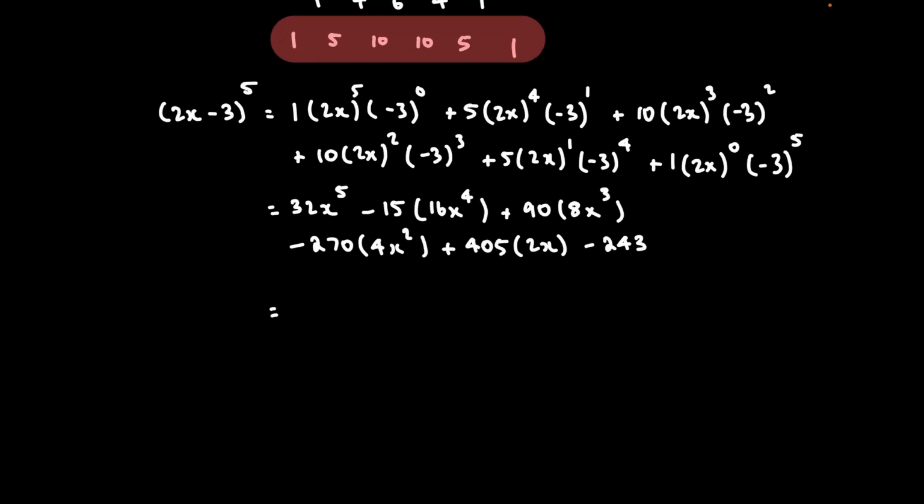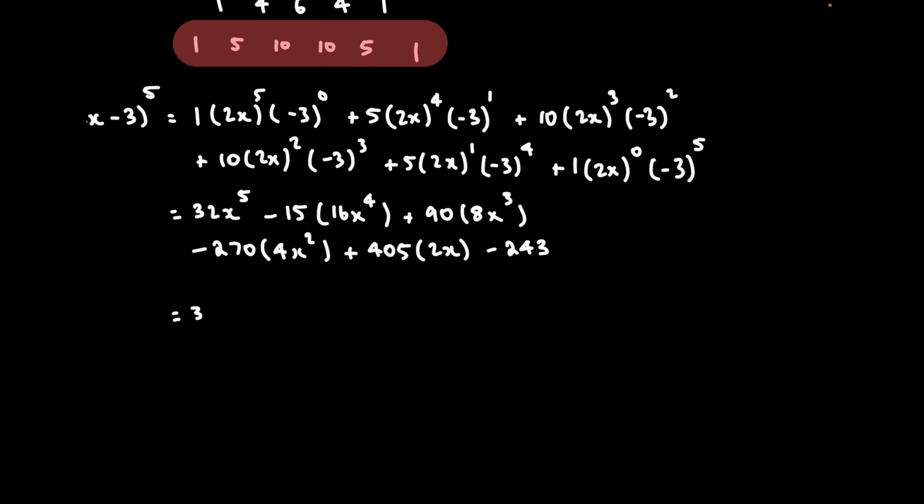So now all we have to do is simplify this. This becomes 32x to the power of 5 minus 15 times 16. That is simply the same thing as if we were to expand this out. 15 times 15 is 225, plus another 15 is 240. Another way you can do that is you can say that 16 times 10 is 160. If you times it by another 5, it's just adding 80, so 240.